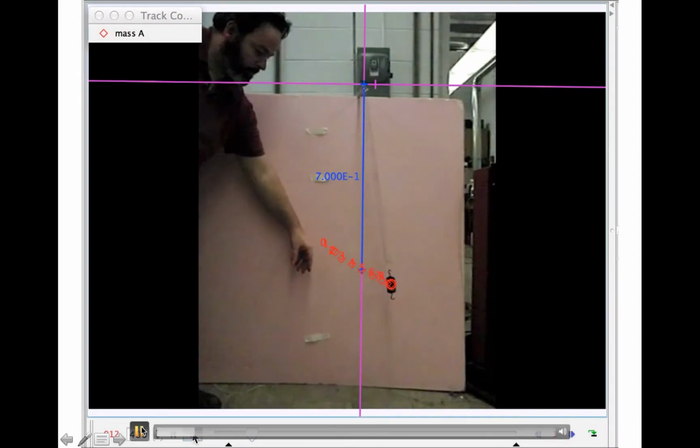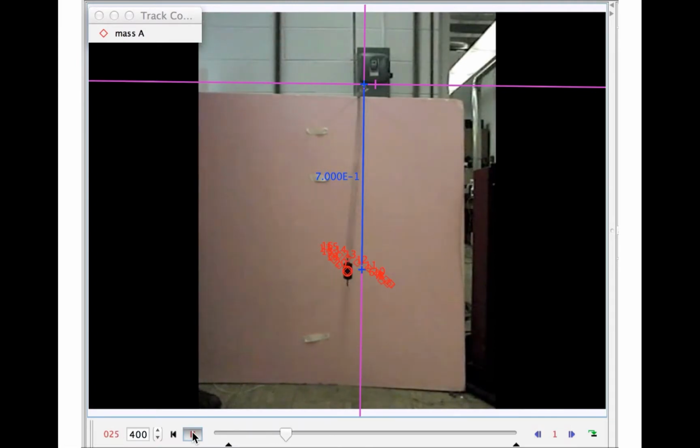Then I found the frame where the mass was about to move, frame 5, and I found the point mass for each frame, starting at 5 until the end of the video.